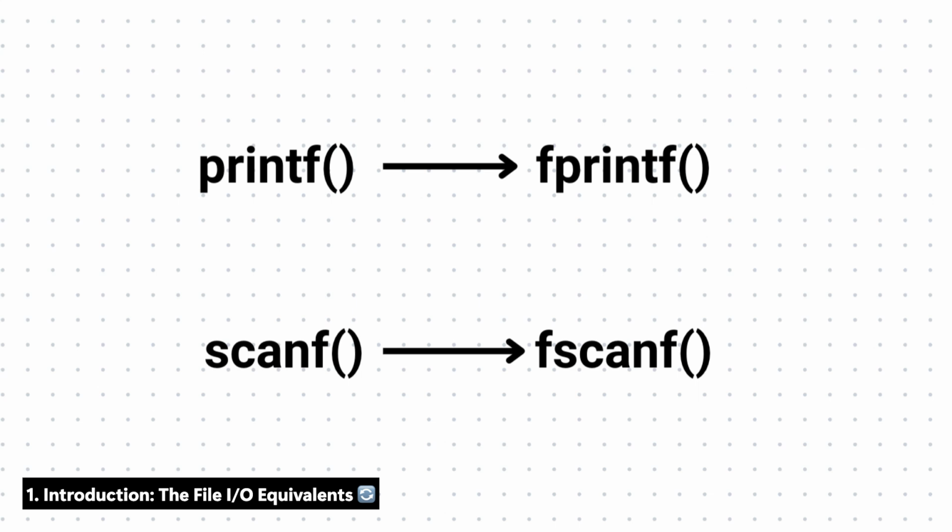The C standard library provides functions that are almost identical to the standard console I/O functions you already know, but with one key difference. They require the file pointer as their first argument. Today we focus on fprintf, writing formatted data to a file, and fscanf, reading formatted data from a file.